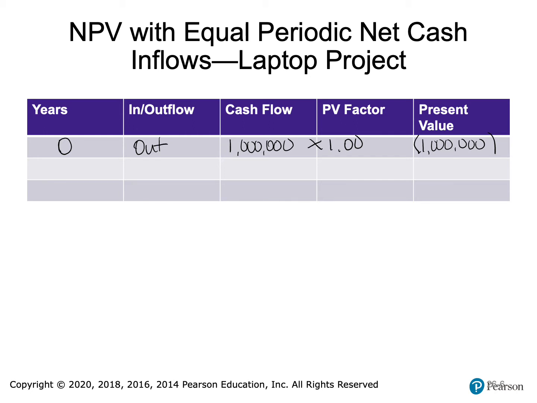So the next I have is the annual net cash inflows of $305,450. Those happen every year, years 1 through 5. They are an inflow. Since they happen every year 1 through 5, that's my clue that I'm going to look those up in the annuity table in a minute. The cash flow amount is $305,450. So now I'm going to go to my annuity table and I'm going to look up my factor here.